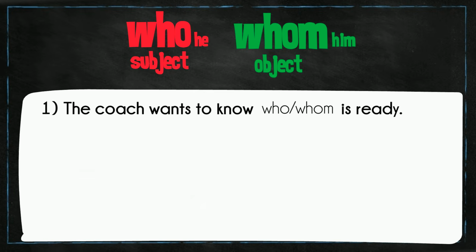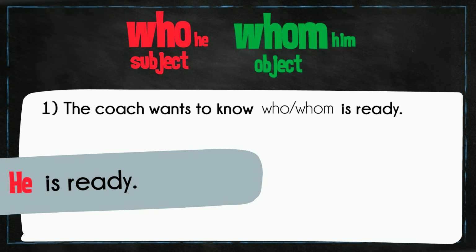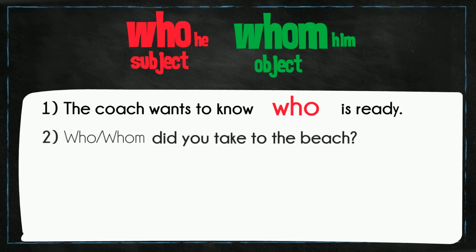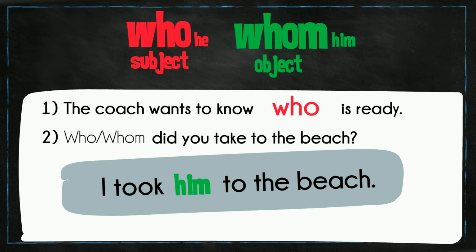Let's go through them. The first we can answer using the subject pronoun he or she. For example, he is ready. This means that we need the subject pronoun who. The second can be answered using the object pronoun him or her. For example, I took him to the beach. This means we need the object pronoun whom.